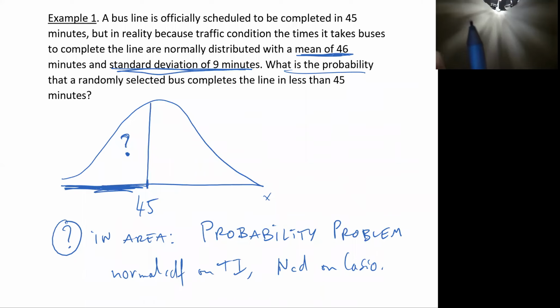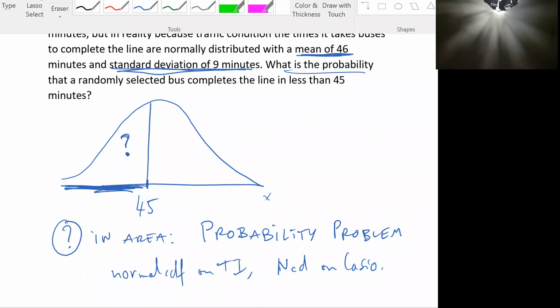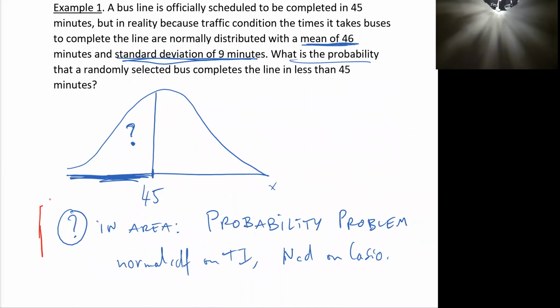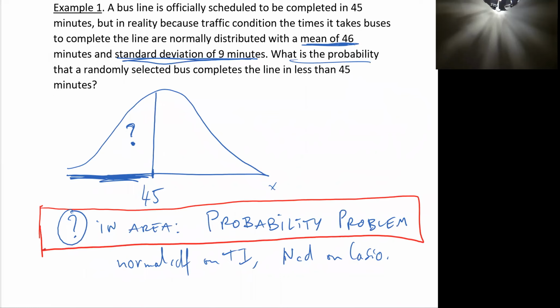Right, so let me box this up right here. This is my rule. If my question mark is in the area, then I know that I'm dealing with a probability problem. Right? Okay, now let's take a look at the second example.